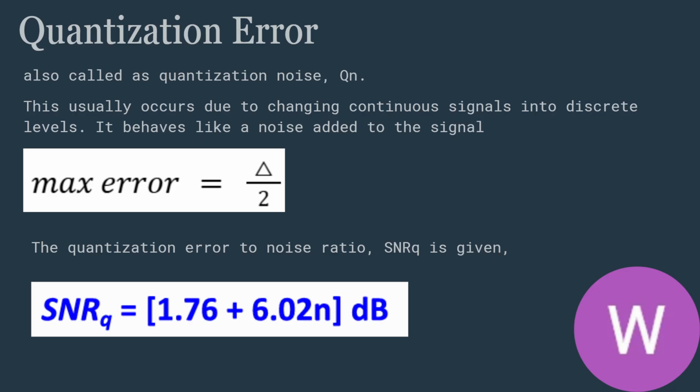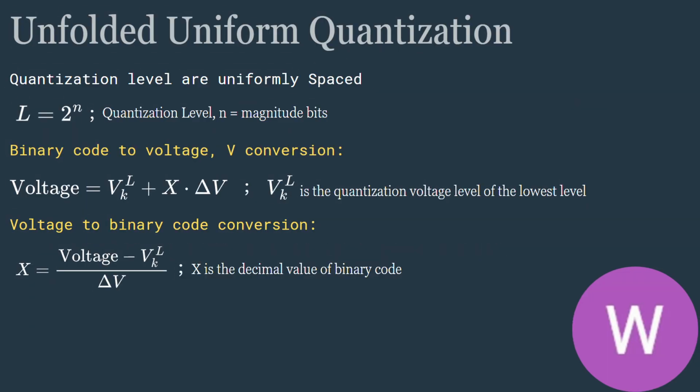which is the quantization interval over 2. And there is also another formula, which is the quantization signal-to-noise ratio, SNR, given as SNR equals 1.76 plus 6.02n dB, where n is the number of bits. So this is for uniform quantization. As we know, the quantization level is L equals 2 power n.